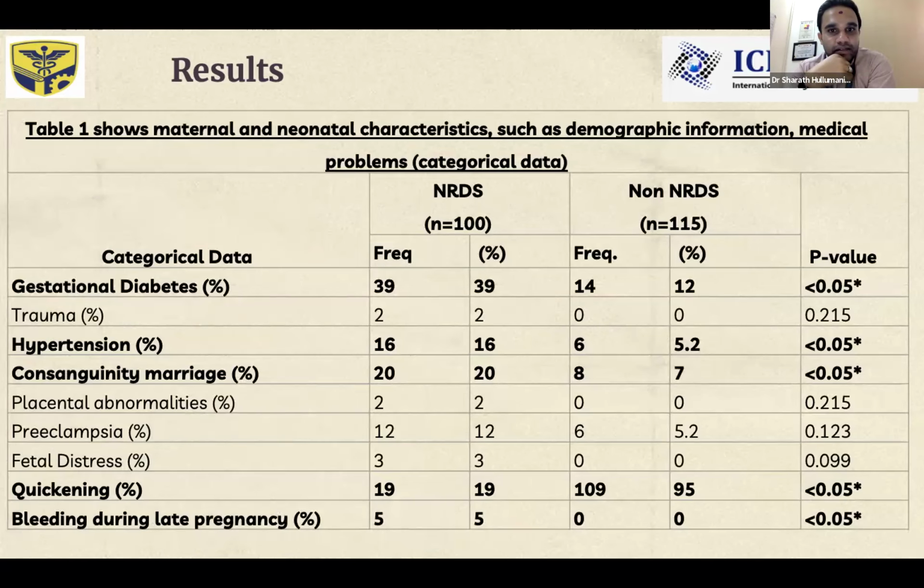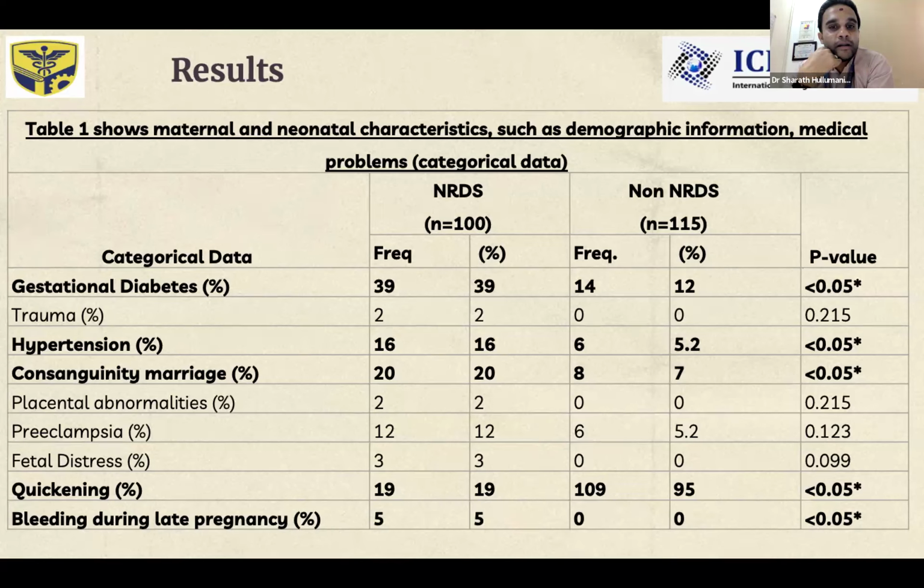If I look at the exact result according to categorical data, in the NRDS group, 39% of mothers had gestational diabetes, 2% had trauma, 16% had hypertension, 20% had consanguineous marriage, quickening was absent in 19% of mothers, and 5% had late booking during pregnancy. By this status, we can tell the three main incidences. The first is gestational diabetes at 39%, the second is absent quickening and consanguineous marriage, and the third is hypertension.